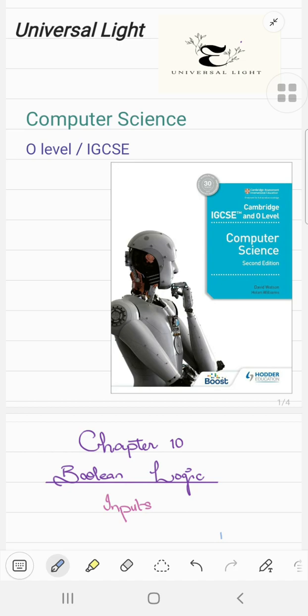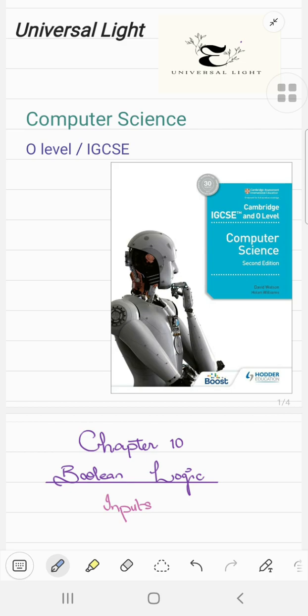Today we'll be studying computer science for O level and IGCSE, and the reference book that we are going to be using is from Cambridge, that is of Hodder Education, and this has been referred to us as Cambridge. This book has been designed for IGCSE and O level appearing students for computer science second edition. This book is really nice, and I would suggest all the computer science O level and IGCSE students to refer to this book for examples, for questions, for explanation.